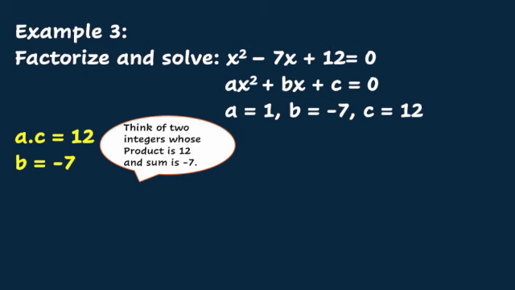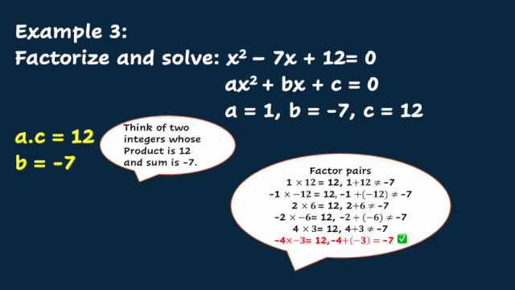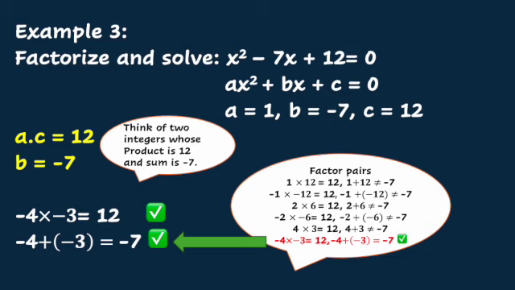So think of the numbers. Here we have various possibilities, but the rest are not giving us both the conditions to be satisfied. Only for two numbers, which is minus 4 and minus 3. When we multiply them, we get 12, and when we add them, we get minus 7. So these are the two numbers, minus 4 and minus 3. You can check here, minus 4 times minus 3 equal to 12, and minus 4 plus minus 3 gives us minus 7. So this satisfies our condition.